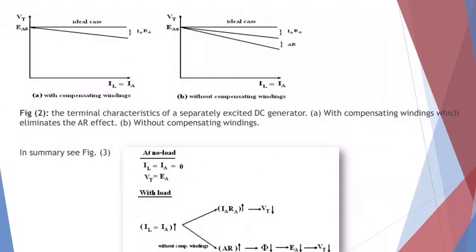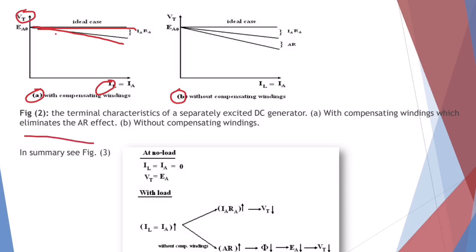This is the figure here, the terminal characteristics of separately excited DC generators. We have A with compensating windings, which eliminates the armature effect, and B here without compensating windings. This is VT on the Y axis, and this is IL on the X axis. And we can see that we have EA. This is the ideal case, constant. It will go down with the armature reaction.